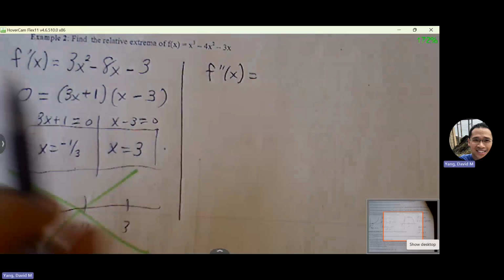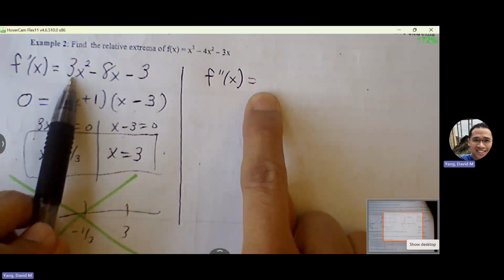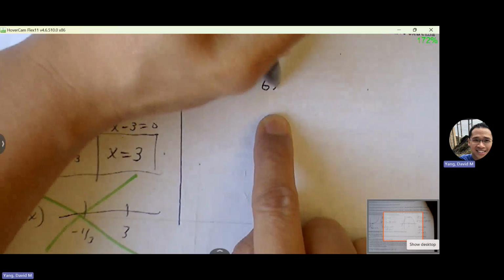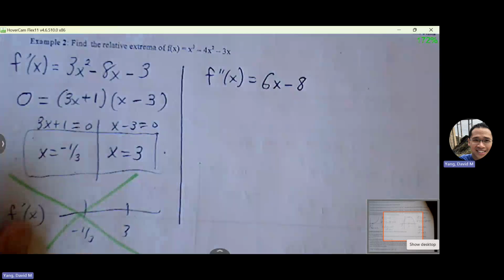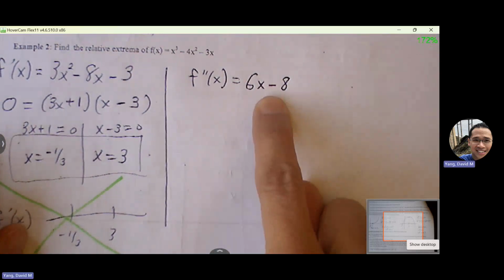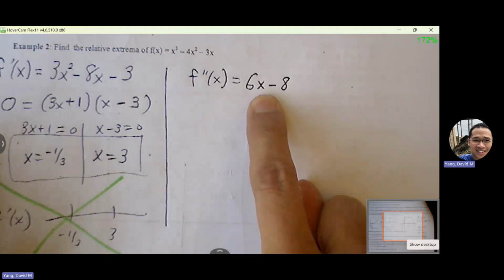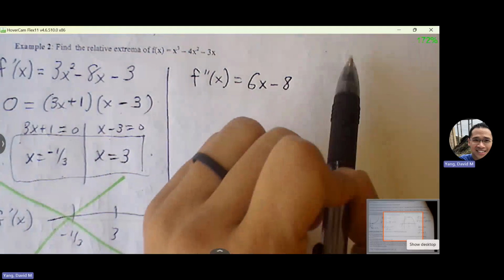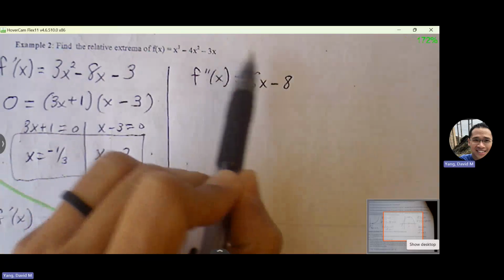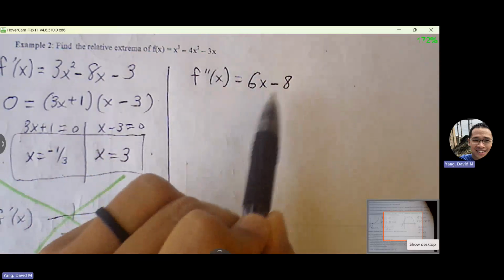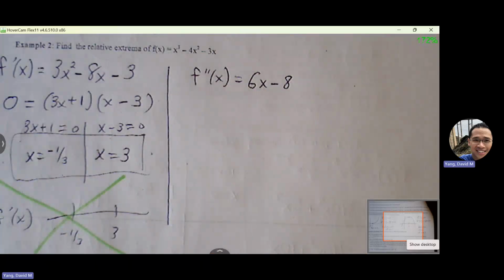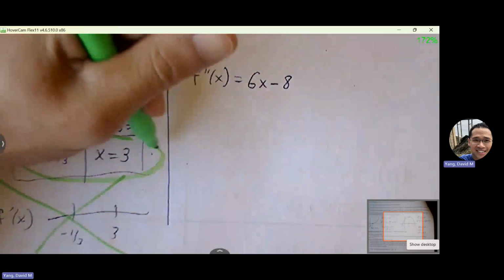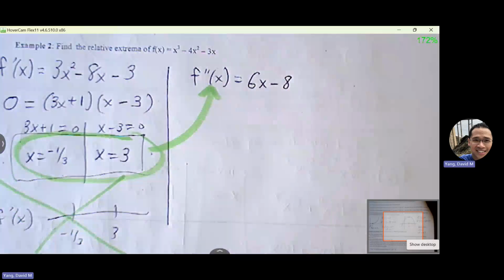Okay, what's f double prime going to be? Let's pick up where we left off here. 6x minus 8. Now, once you have the second derivative function, we're not going to set this equal to 0, because if we did, then we would be going down the concavity test, and that's finding critical points for f double prime. So we're not going to set this equal to 0. Rather, we're going to take these points and insert them into the second derivative function.